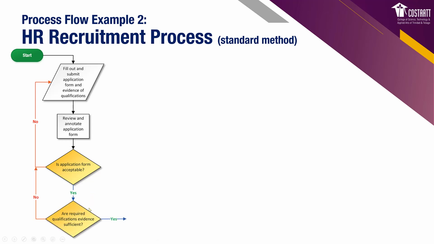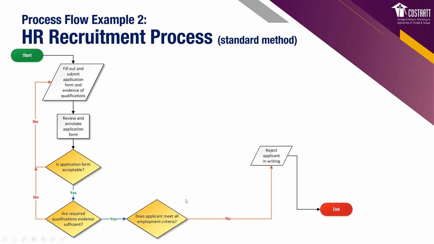So we now ask another question: are the required qualifications evidence sufficient? In other words, did the person provide sufficient forms of evidence of their qualifications? If the answer is no, then again we return back to the top, where the person now has to go home and apply to their school to get a copy of their diploma or a copy of their transcript. Don't just tell us that you have good grades. We need to see that transcript. So, are the required qualifications evidence sufficient? If the answer is no, go back to the top. If the answer is yes, we can now move on to the next step.